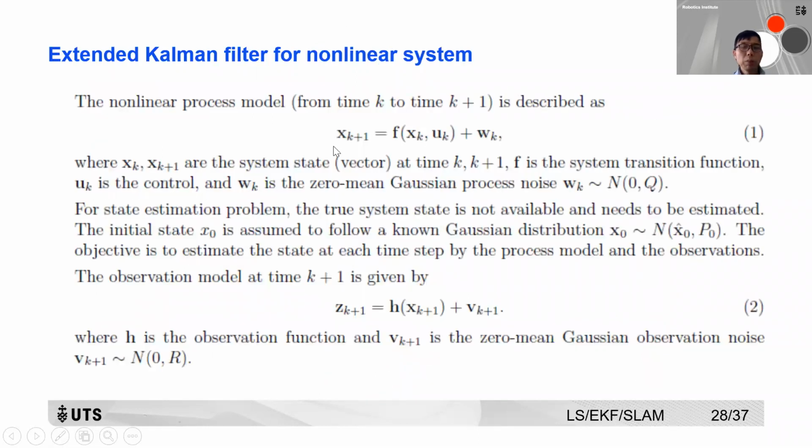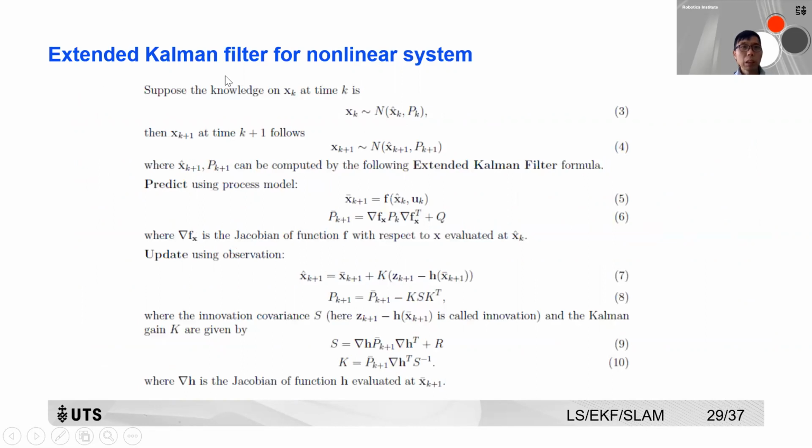For nonlinear system, we have a nonlinear process model and a nonlinear observation model. The noise is still assumed to be Gaussian. In this case, we have the extended Kalman filter, which is given by, again, prediction and update. The main difference between extended Kalman filter and Kalman filter is that we are using Jacobians to calculate the covariance matrix.